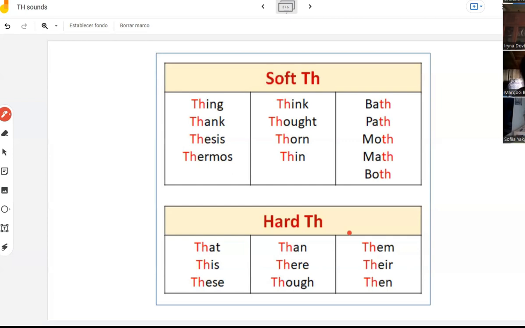No, that. No, then. Usually, if we get lazy and our tongue stays inside, we would sound like that, right? And that's really a Ukrainian sound. So that would be that. And Andri? That, then, them. Excellent.